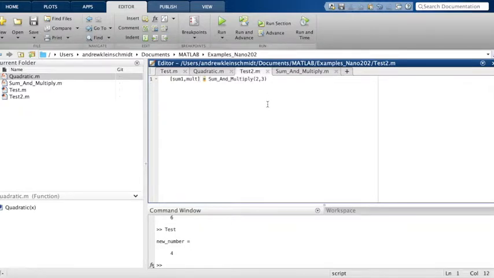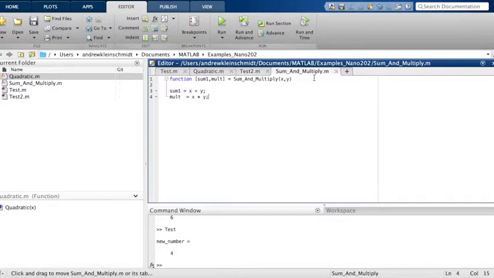So we can see that with a different function, which we call sum and multiply, this is the script that is going to call the function sum and multiply. The function sum and multiply takes in two numbers separated by a comma, 2 and 3, and it's going to give back two numbers, sum1 and mult.